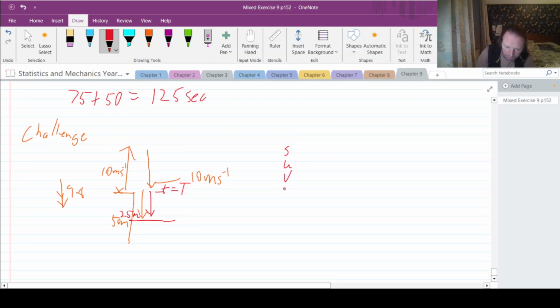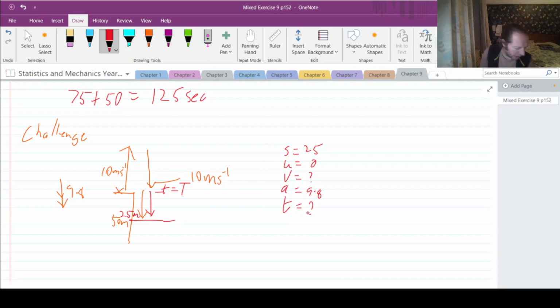So suvat for the second ball: its distance is 25 meters. Its final speed we don't know. Its initial speed we do know, it was 0. Acceleration is 9.8 and its time we don't know, but we can find that out. So let's find out v and also t for both of them.